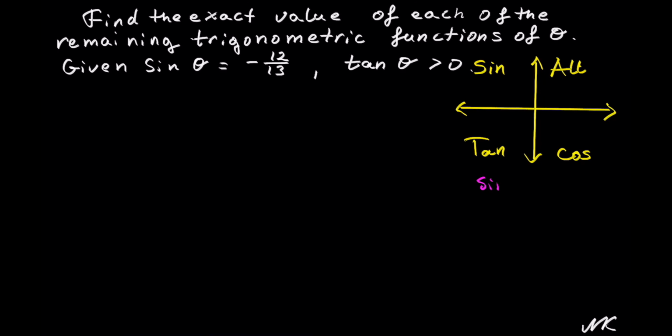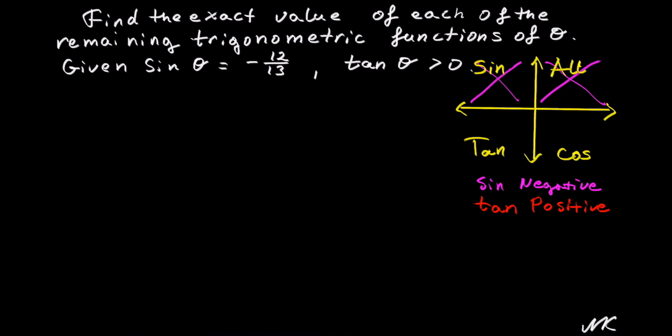that sine is negative. This means that angle theta cannot be in the first quadrant or the second one because sine is positive in both of these. We are given that tangent of theta is greater than 0. This means that tangent is positive.